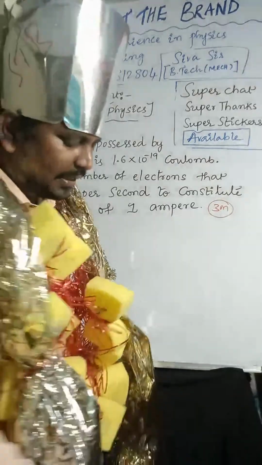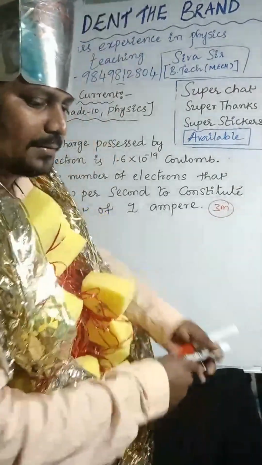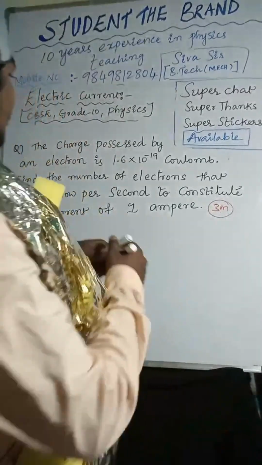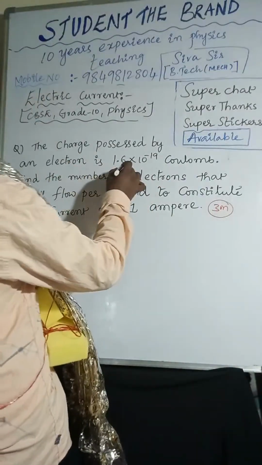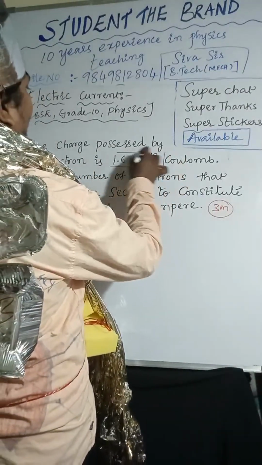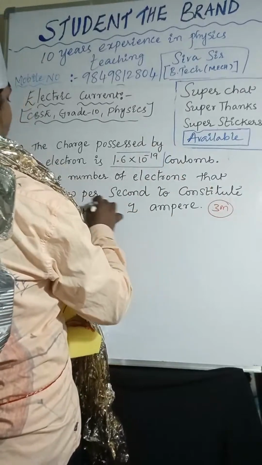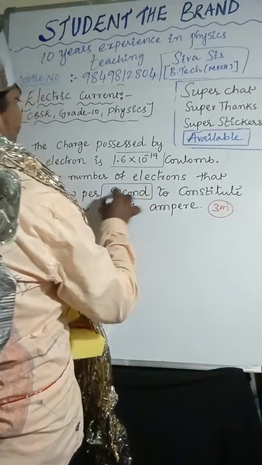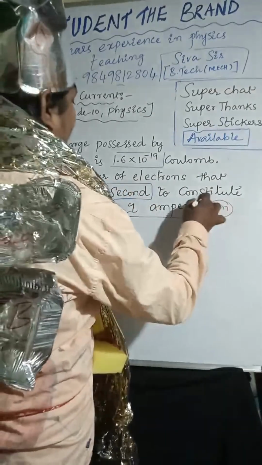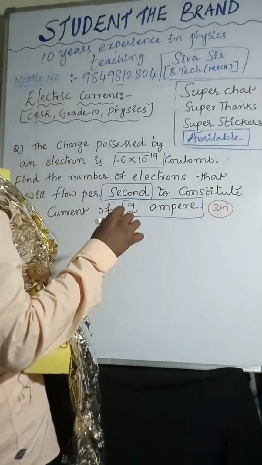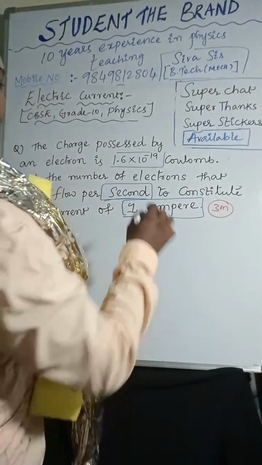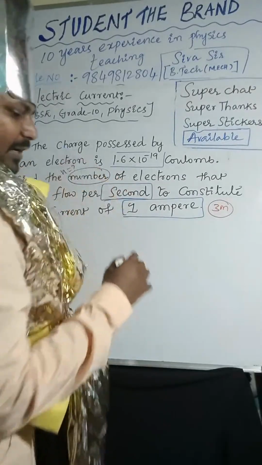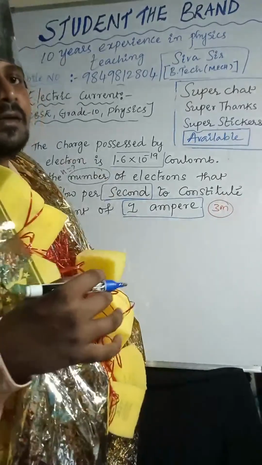Now you can see here. The charge possessed by an electron is given. The number of electrons that flow per second, so time is 1 second, constitutes a current of 1 ampere. We have to find the number of electrons, n. How to find n? That is the question here.